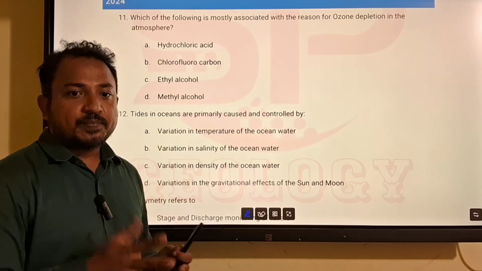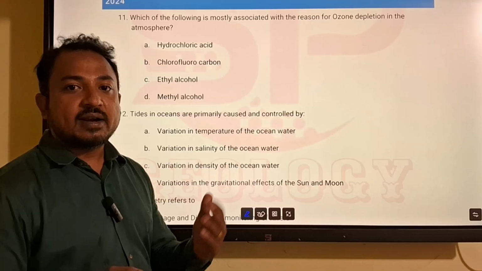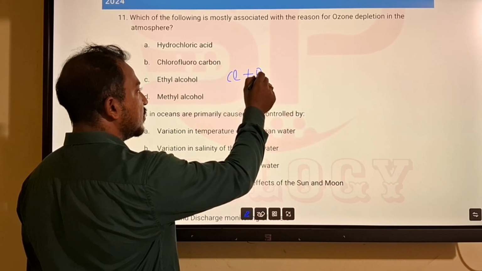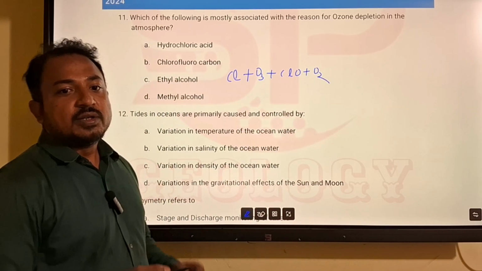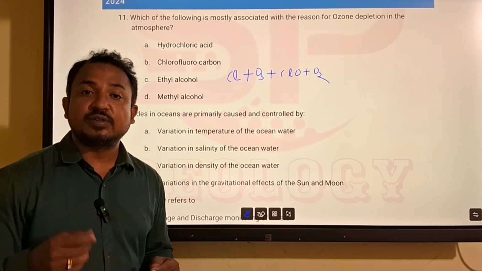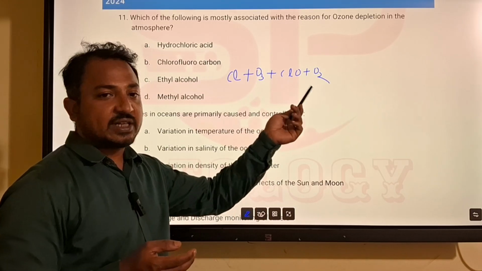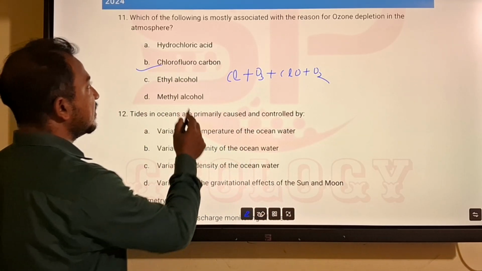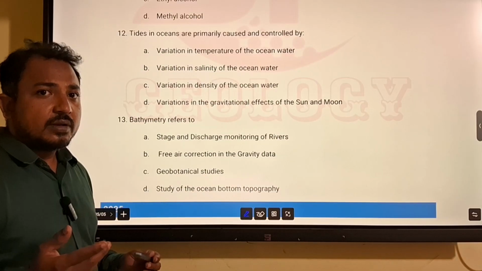They rise into the stratosphere, where ultraviolet rays break them down and that releases chlorine atoms. So a chlorine atom reacts with ozone to produce ClO and O2. A single chlorine atom can destroy thousands of ozone molecules. So chlorine reacts with ozone and destroys it. That's why chlorofluorocarbon is the main chemical that depletes the ozone layer. Come to the next question.